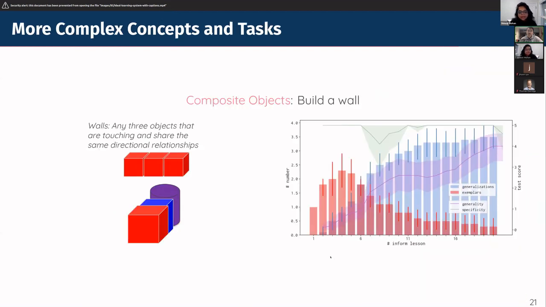And then we ran the full experiment that the human participant study was looking at: can the agent learn a concept of a wall? And we are seeing similar effects, right? Once we have learned different blocks, different shapes, different sizes, you can learn blocks. You can learn complex objects, composite objects like walls.